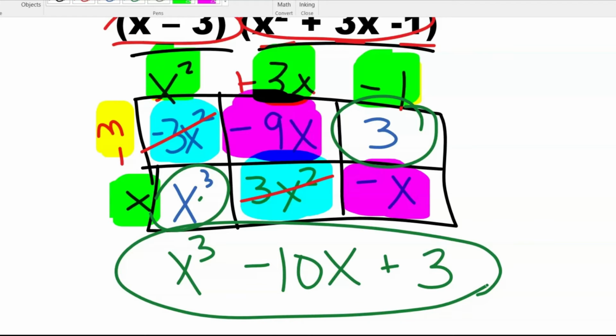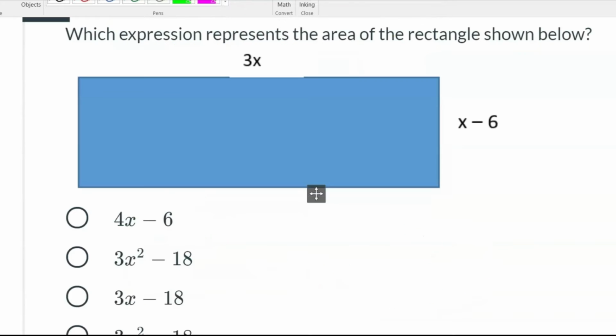Either way you do it, box method or distributive, it's going to give you the same thing, so it really doesn't matter which way you choose. Now this is an example from the homework 5.2, and it's given you an expression, and it says which expression represents the area of the rectangle.